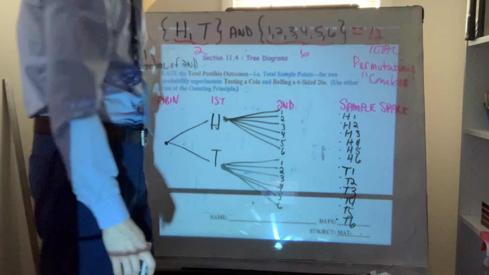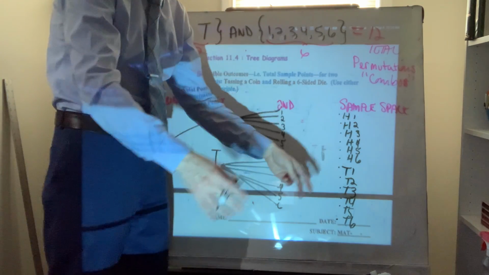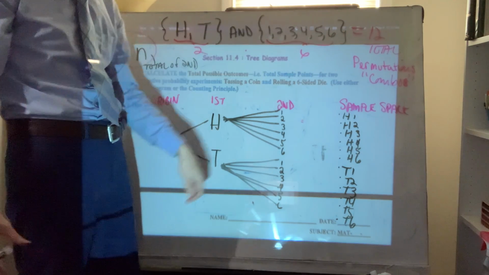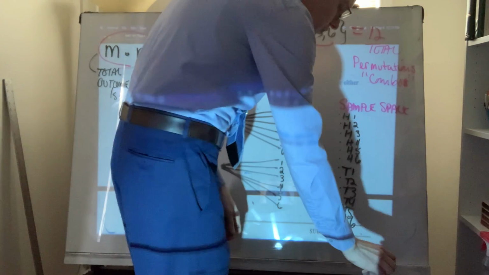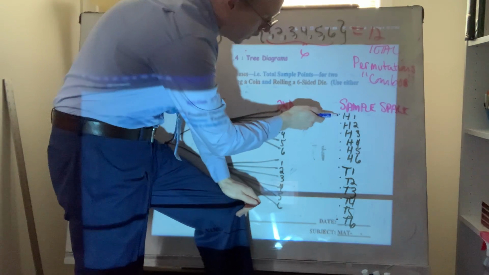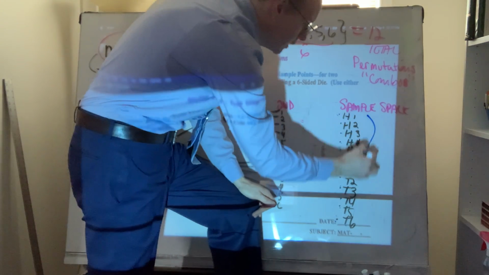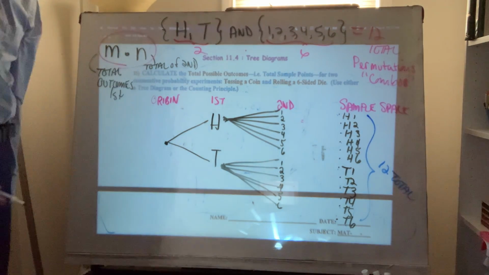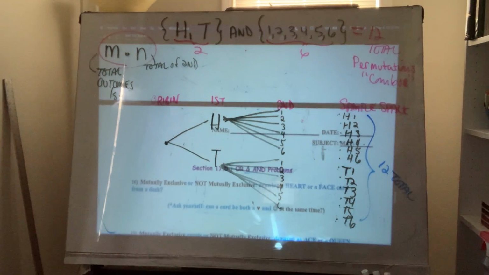These are sample points. Collectively, they are the sample space. They're a set of essentially combos, which would really be more appropriate to call permutations, because the order matters. So 1, 2, 3, 4, 5, 6, 7, 8, 9, 10, 11, 12. 12 total, as predicted by the counting principle.